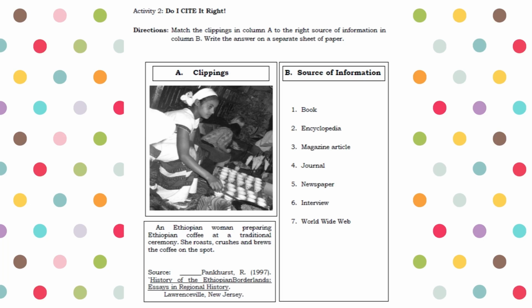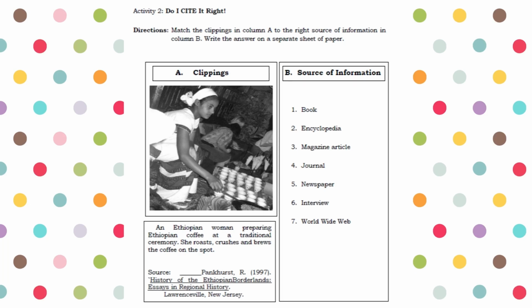Number 1, book. Number 2, encyclopedia. Number 3, magazine article. Number 4, journal. Number 5, newspaper. Number 6, interview. And number 7, World Wide Web. Let's have number 1. An Ethiopian woman preparing Ethiopian coffee at a traditional ceremony. She roasts, crushes, and brews the coffee on the spot.